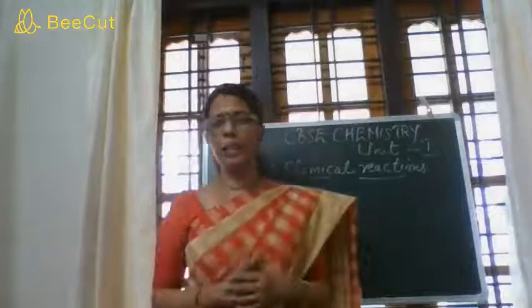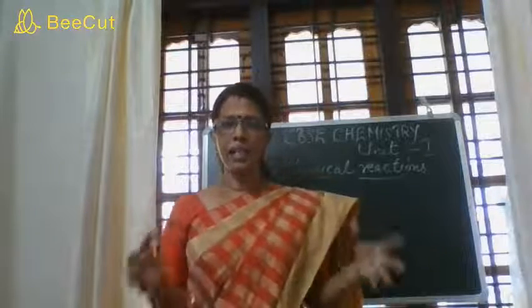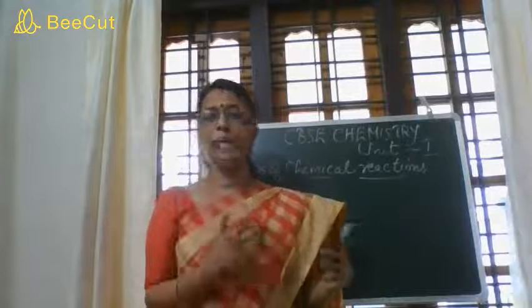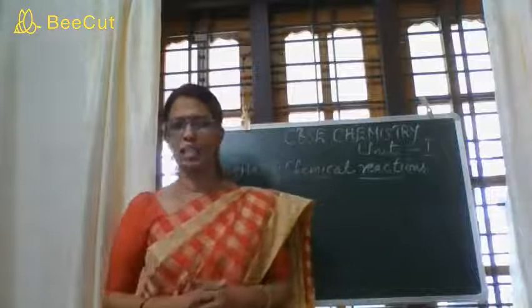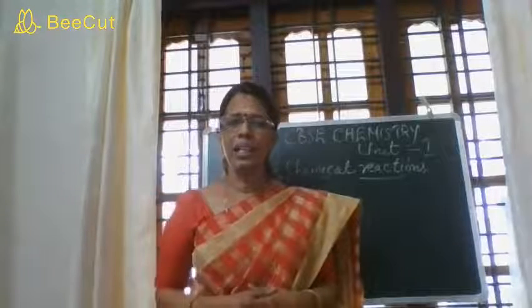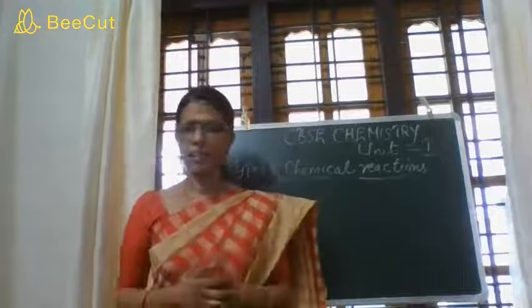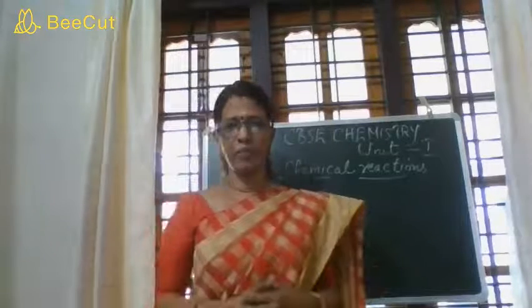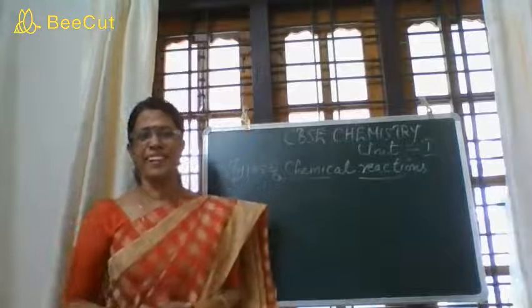Then when we say chemical reaction, what is a chemical reaction? A chemical reaction is the breaking of bonds and the making of bonds. Breaking and the making of bonds is called a chemical reaction. That we have already discussed. Then a chemical reaction is represented using a chemical equation. That also we have discussed. And what are the different types of chemical reaction?